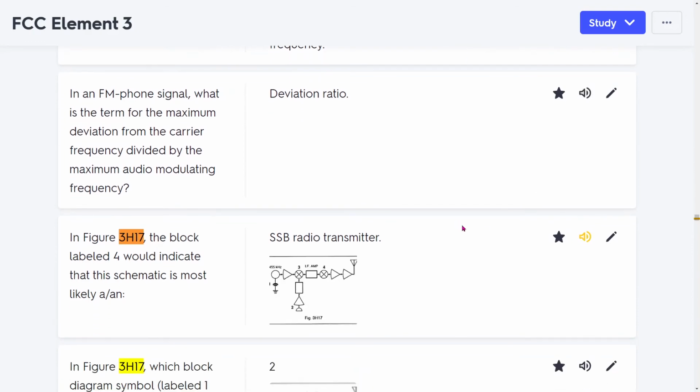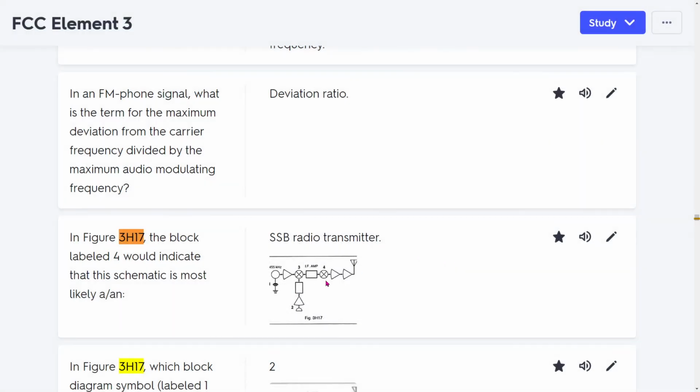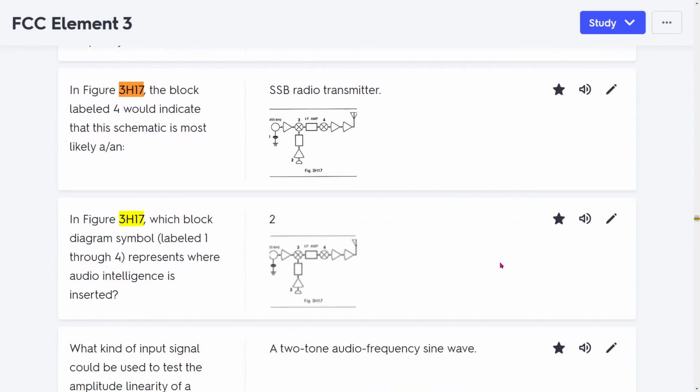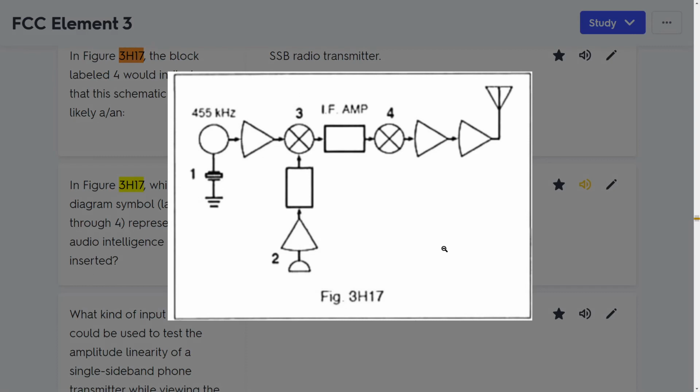In Figure 3/17, the block labeled 4 would indicate that this schematic is most likely an SSB radio transmitter. In Figure 3/17, which block diagram symbol represents where audio intelligence is inserted? 2.